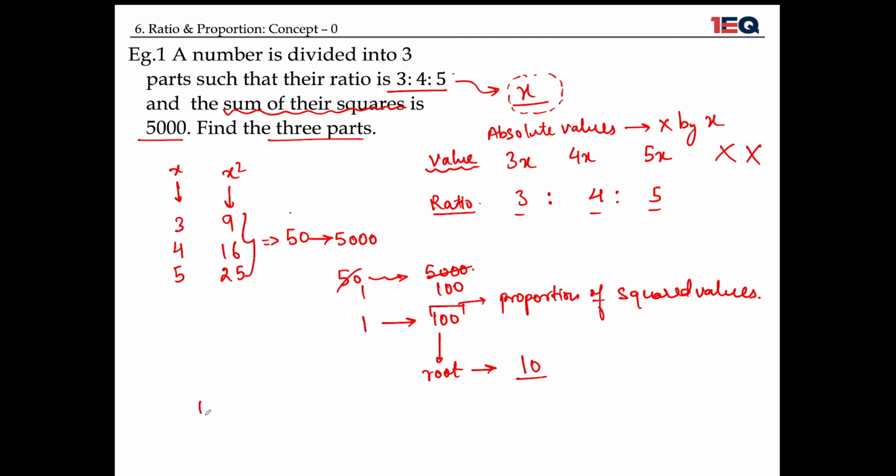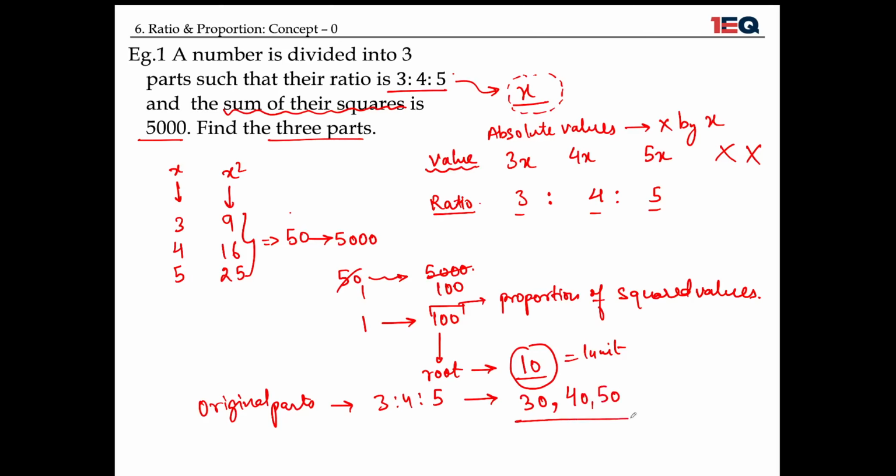So the original values or the original parts can simply be represented by 3 is to 4 is to 5 at the beginning of the question, and this number which came out, which is equal to 1 unit, we will have to multiply it with all the ratios. So the three parts come out to be 30, 40 and 50. This is my final answer, that the three parts are 30, 40 and 50.